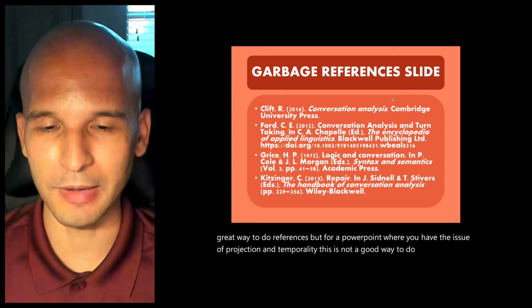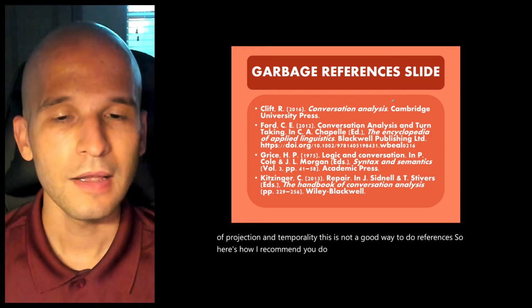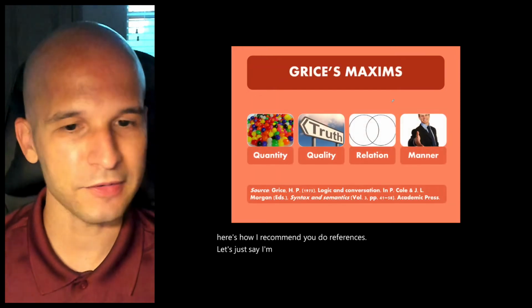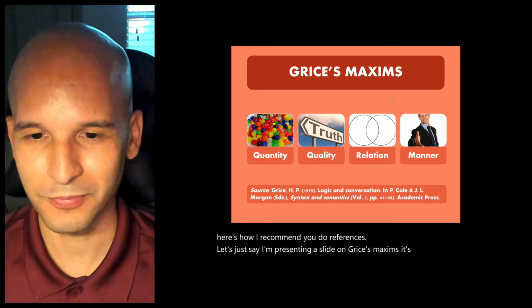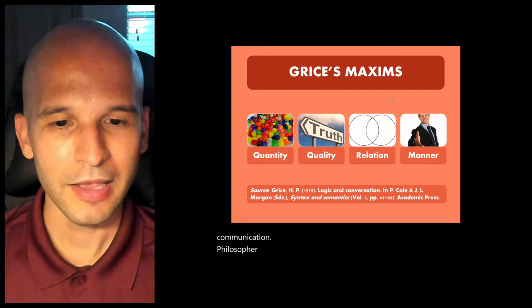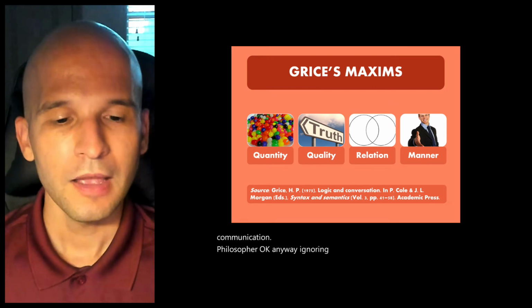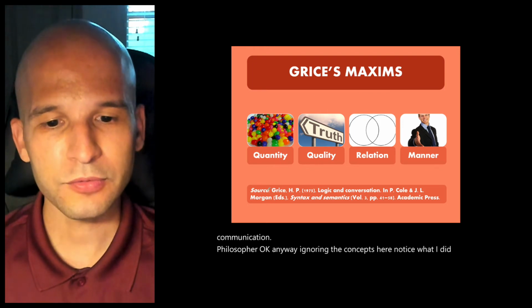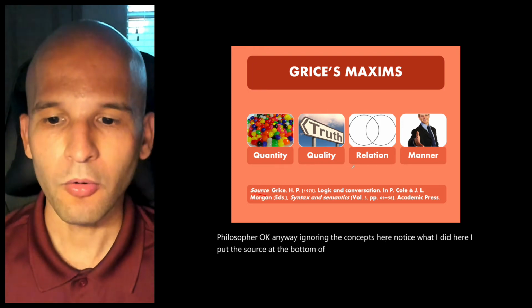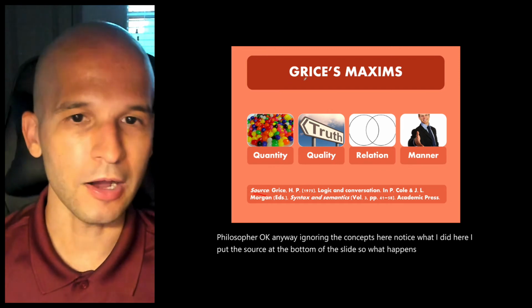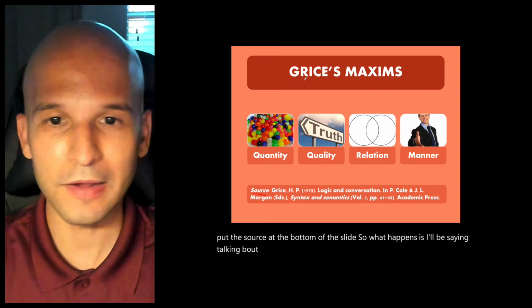So here's how I recommend you do references. Let's just say I'm presenting a slide on Grice's maxims. It's the communication philosopher. Anyway, ignoring the concepts here, notice what I did. I put the source at the bottom of the slide. So what happens is I'll be talking about Grice's maxims, and there's different ways to present this slide.